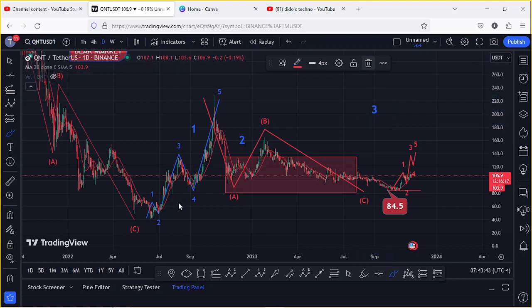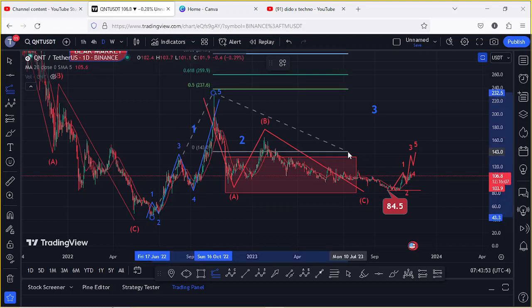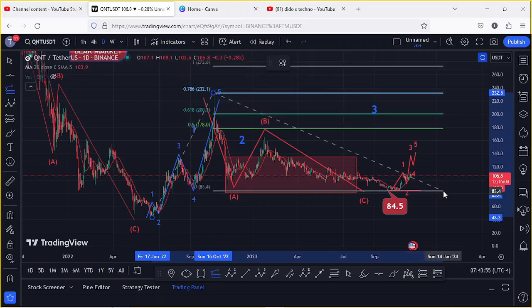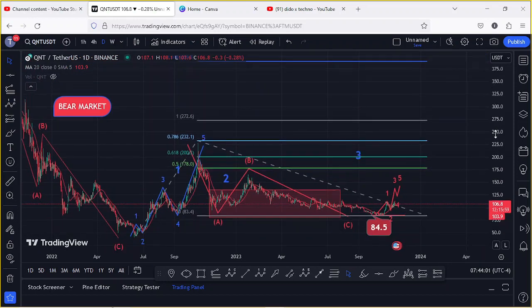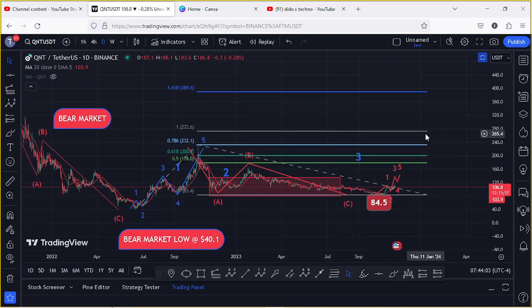And the minimum target areas for the third wave can be given by connecting the trend-based Fibonacci from the low of the first wave to the high of that wave 1, then dragging the fibs to the low of the second wave, giving me a minimum target area for the third wave at the fib level 1.618, and that is above the $389.5 mark, which is the minimum that we can expect QNT to do in the formation of that wave 3. Then expect a wave 4 and then a wave 5 to the upper side, taking us to new all-time highs.